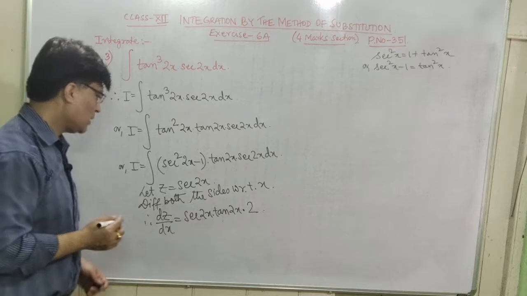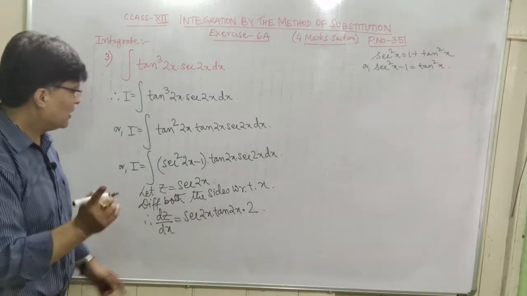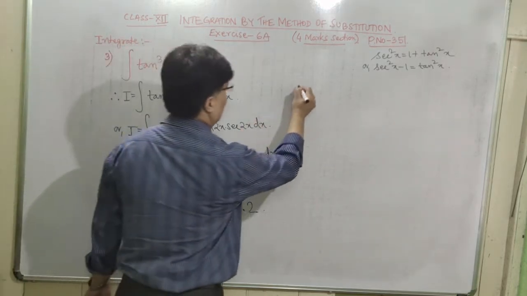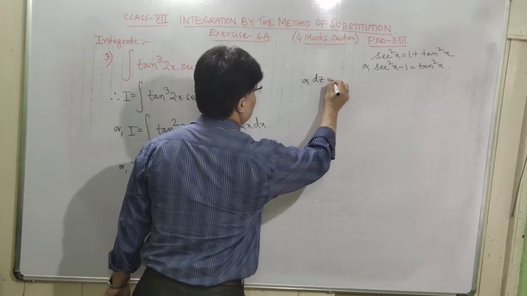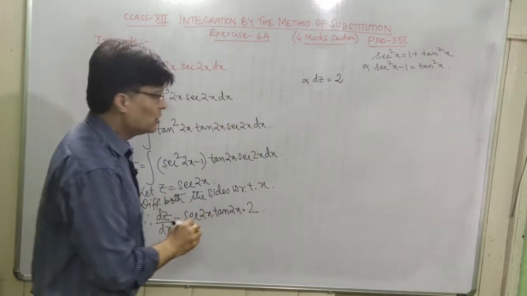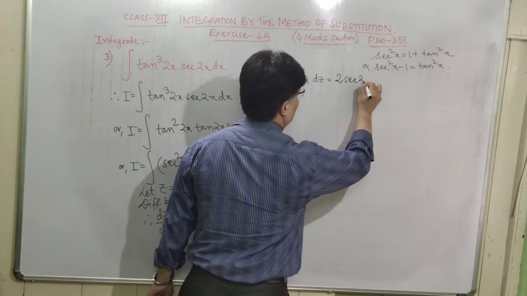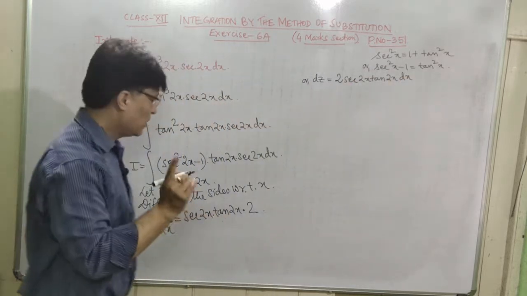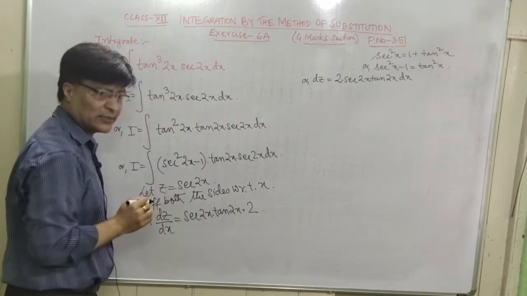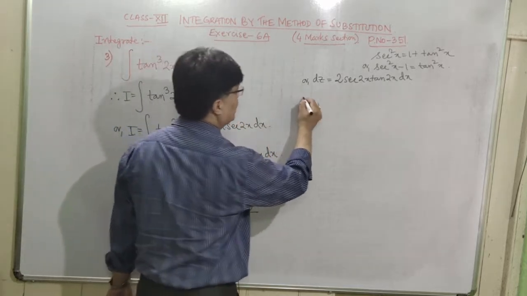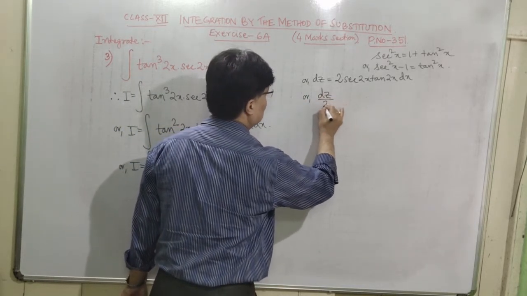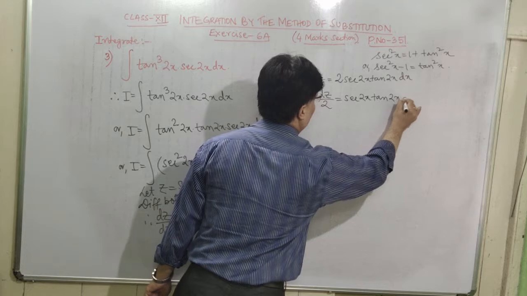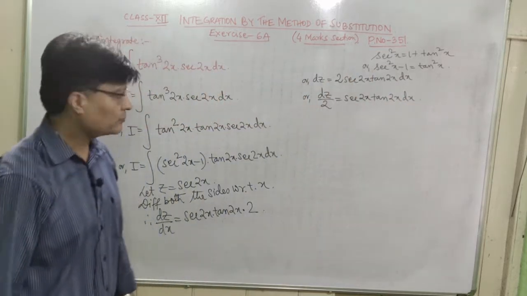Is that clear? Now let us do the cross multiplication here. Let us get the value for tan 2x sec 2x dx. So now cross multiply, or dz is equal to 2 comes in the front, 2 is constant. So 2 sec 2x tan 2x dx. But here we have only tan 2x sec 2x dx. Now let us take this 2 to the left hand side. So dz by 2 is equal to sec 2x tan 2x dx, right?